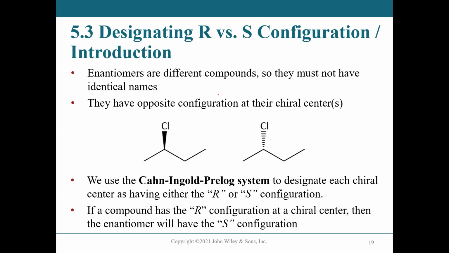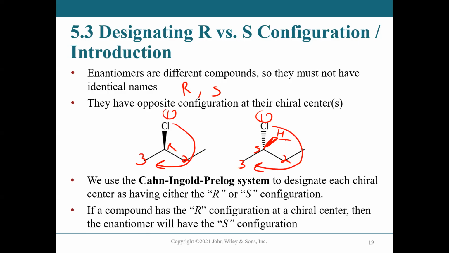It says enantiomers are different compounds, so they can't have identical names. That's why in the beginning I started talking about this R and S designator. If a compound has the R configuration, then the enantiomer will have the S configuration. So its enantiomer means the other compound. So if this one has the R, this one will be the S. So we have 1, 2, 3, which goes clockwise. This one goes clockwise too, but since the hydrogen's coming out, you flip the answer. So R then becomes S, and this is an S right here.